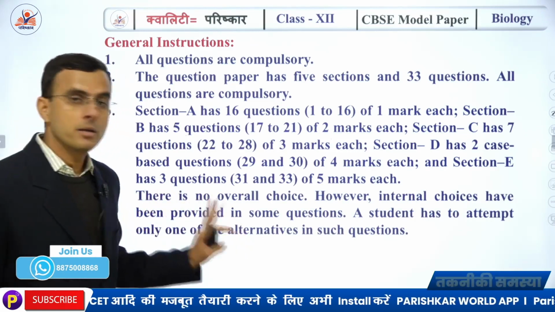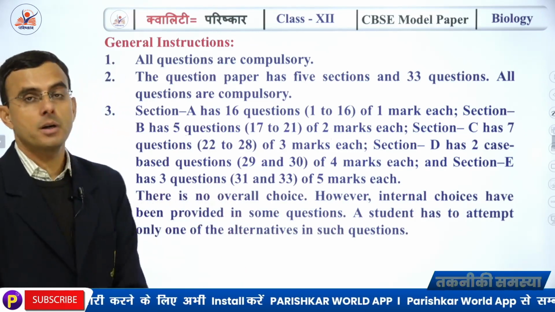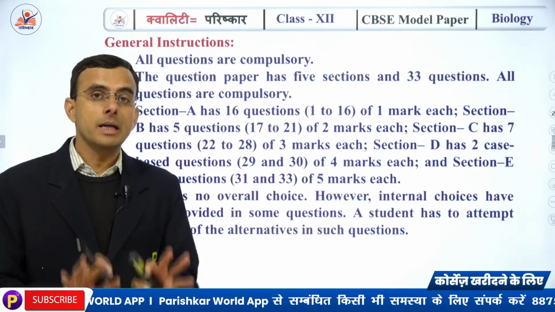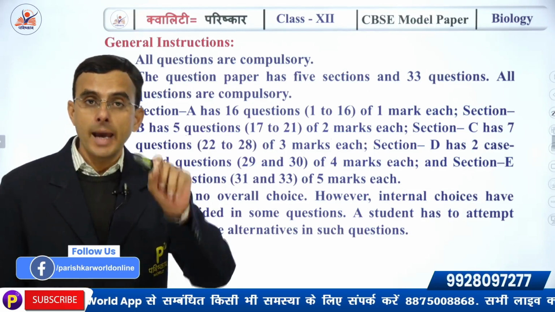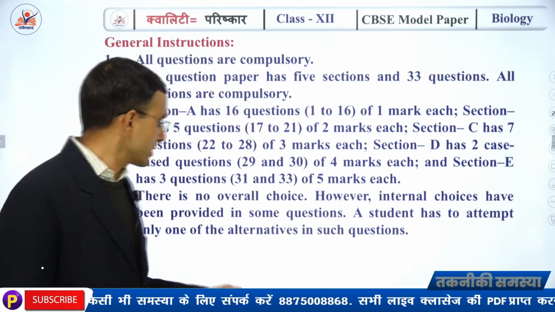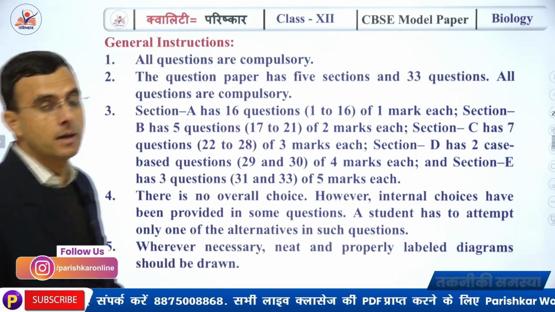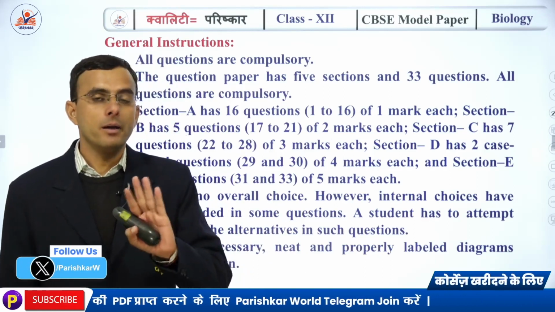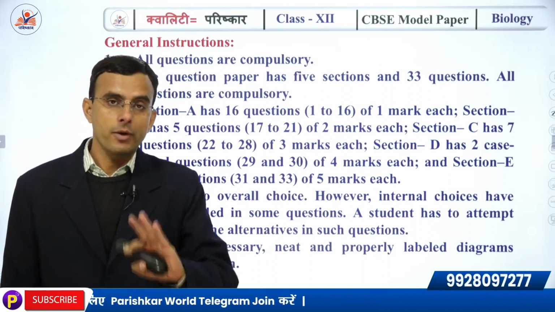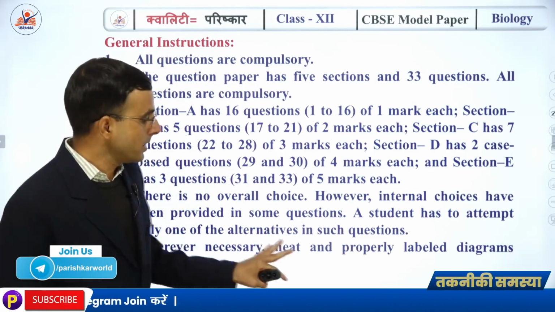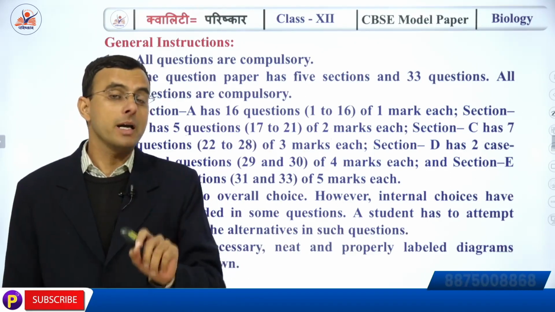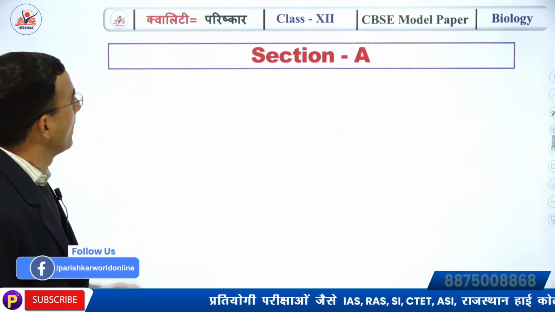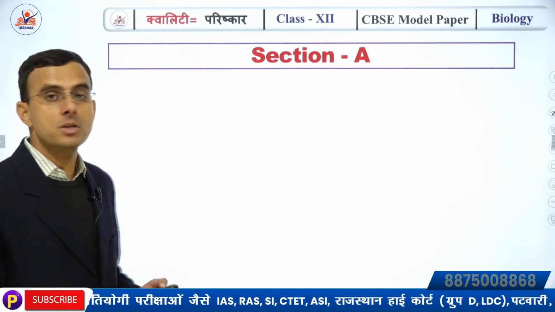There is no overall internal choice, but in some questions you may get an internal choice, so you can solve any one question from that internal choice. That is available in some questions. Whenever there is a requirement of a diagram, you have to make a good diagram and label it properly. First we will discuss section A, and in that section all the questions are objective type.